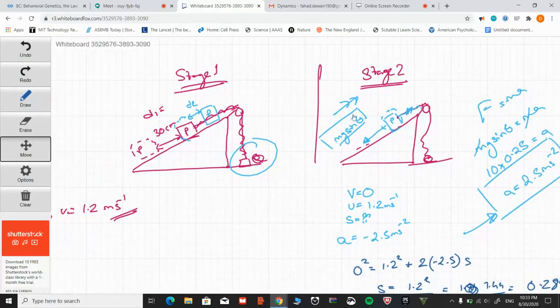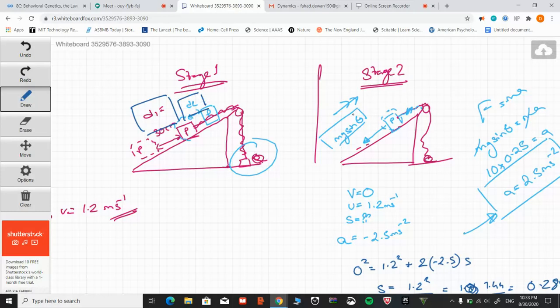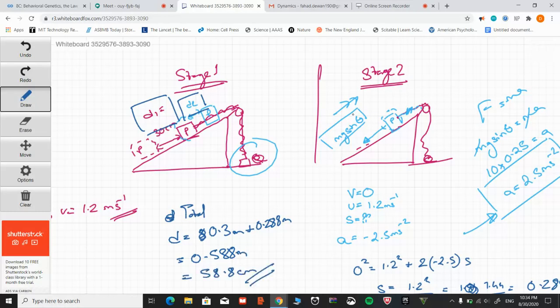So that means after stage 1 it gained 30 centimeters, and after stage 2, slowing down by itself thanks to gravity, it gained 0.288 meters. So the total distance gained, moved, is equal to 30 centimeters, so that is 0.3 meters, plus 0.288 meters, so that is 0.588 meters, or 58.8 centimeters.